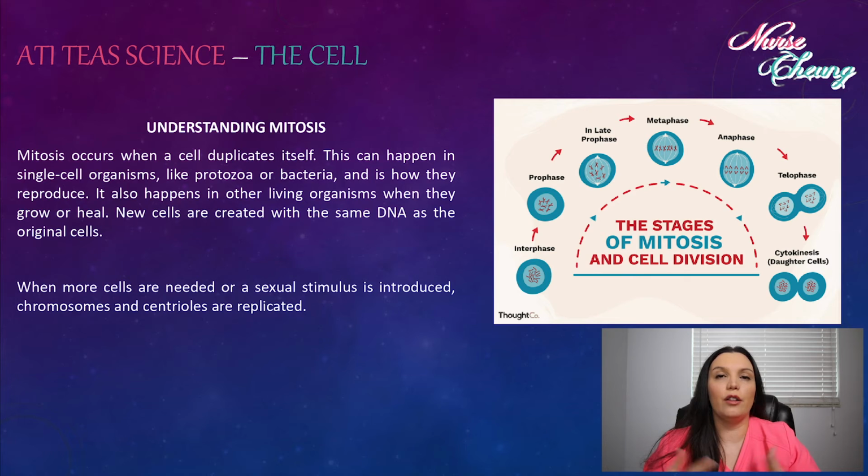Mitosis occurs when a cell duplicates itself. This can happen in single-celled organisms such as protozoa and bacteria and is how they reproduce. It also happens in other living organisms when they grow and heal. New cells are created with the same DNA as the original cells. When more cells are needed or a sexual stimulus is introduced, chromosomes and centrioles are also replicated.